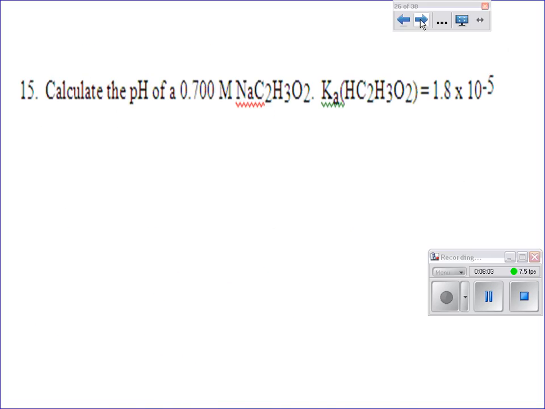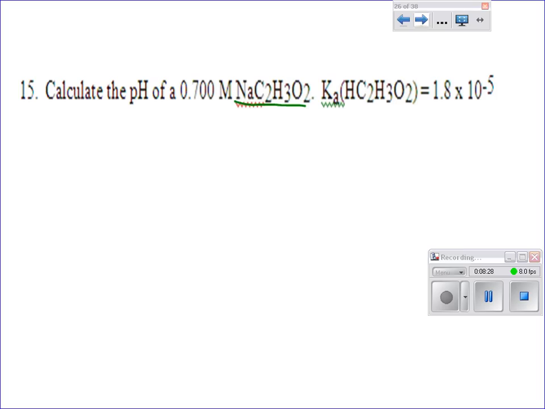This is calculating the pH of a salt solution. This is number 3 on the board. Calculate the pH of a 0.700 molar sodium acetate. From this point on, you're going to have number 1, 2, and 3 in this list all mixed up. You're going to have strong acids, bases, weak acid bases, and salts all muddled up. So the first step of any problem is to ask yourself, what kind of problem is this? I'm finding the pH of a sodium acetate.